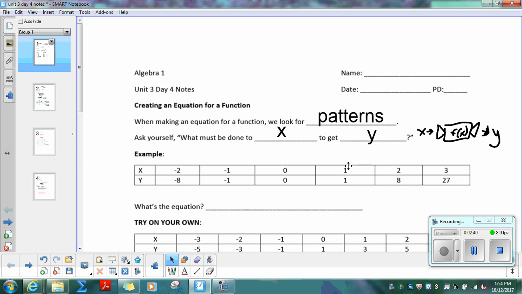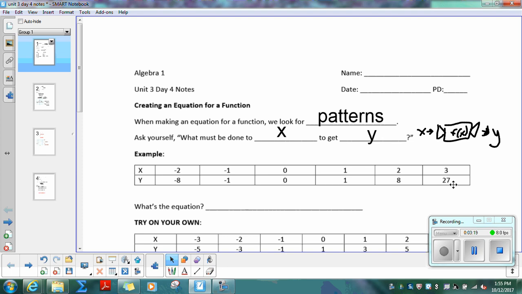Well, what did I do to 1 to get 1? Nothing. So I want to move on to something else. What could I do to 2 to get 8? What could I do to 3 to get 27? And whatever I do to all my x's has to be the same across the table. So what can I do to 2 to get to 8? Well, I could multiply it by 2 and then multiply it by 2 again, but that won't work for 3 to 27. I can't multiply 3 times 2 and then multiply by 2 again. It won't give me 27.